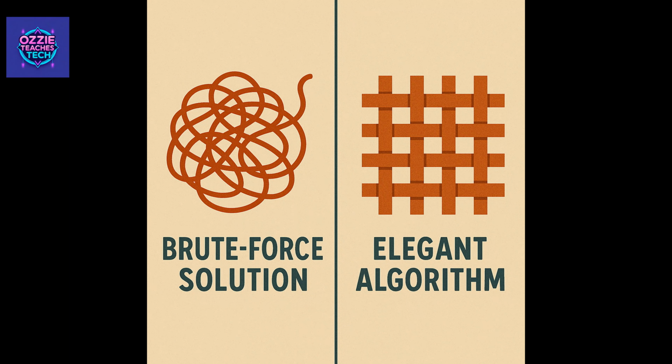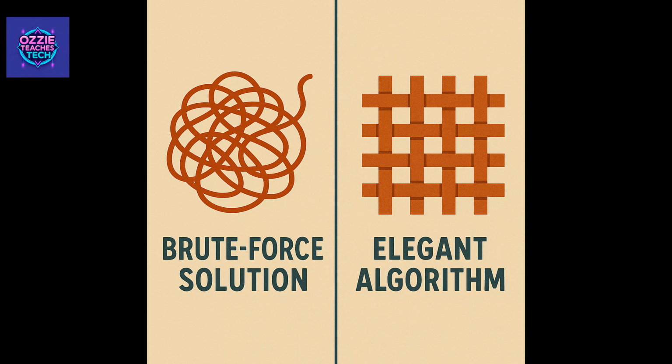2. Patterns. Good algorithms recognize patterns. Why do we use binary search instead of linear search? Because we have recognized the pattern that sorted data can be split in half repeatedly. Pattern recognition is what separates a beginner's brute force solution from an elegant algorithm.